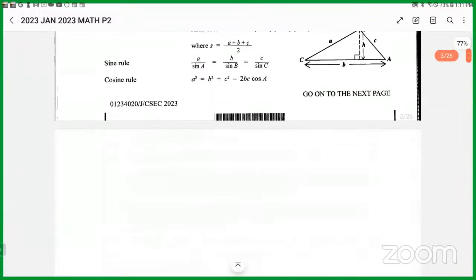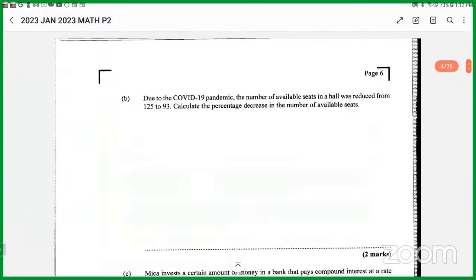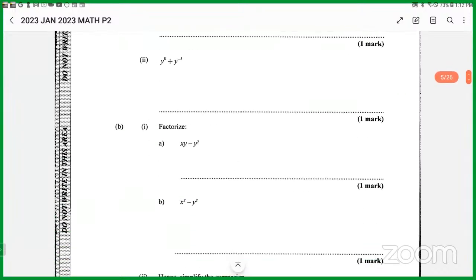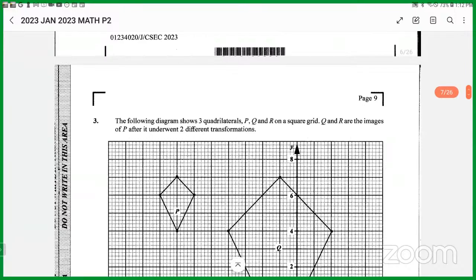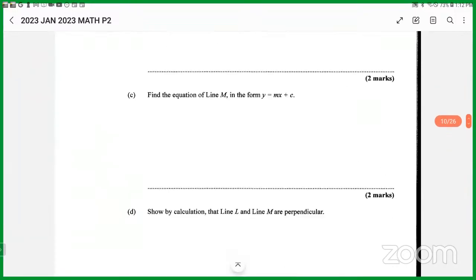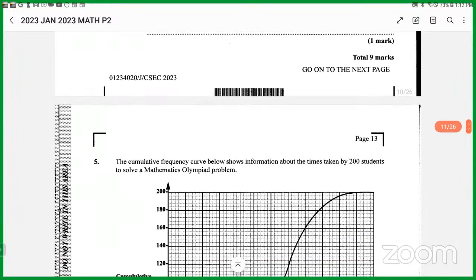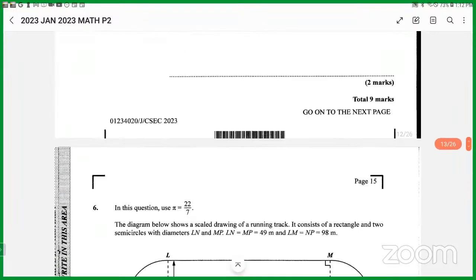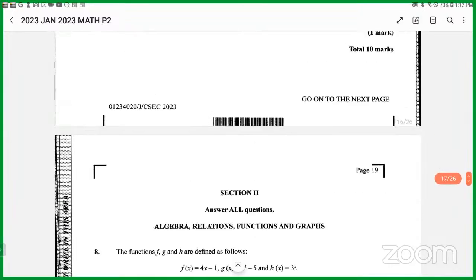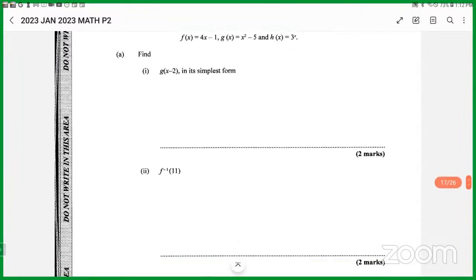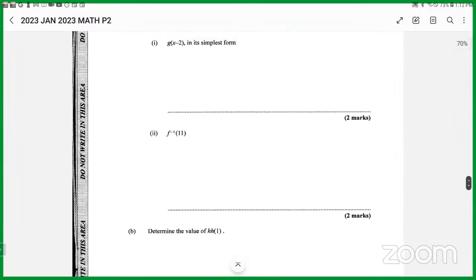Let's do a couple more. Let's do a function first then.